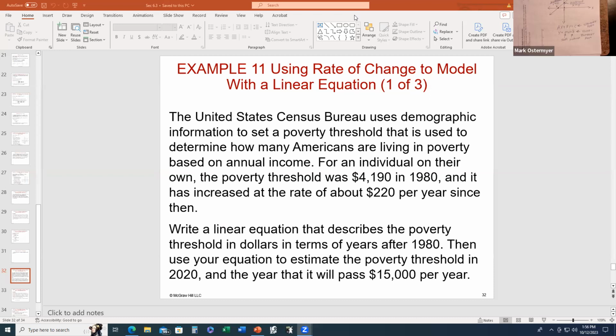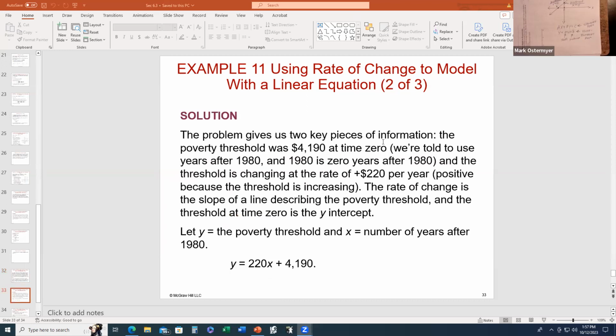So they want us to take this given information and develop a linear equation that has one variable representing the poverty threshold value versus the other variable, which represents the number of years after the year of 1980. So how would we do all this? Well, let's see here. For one thing, we're going to let the variable y represent the poverty threshold value, which is dollars. We're going to let x represent the number of years after the year of 1980.